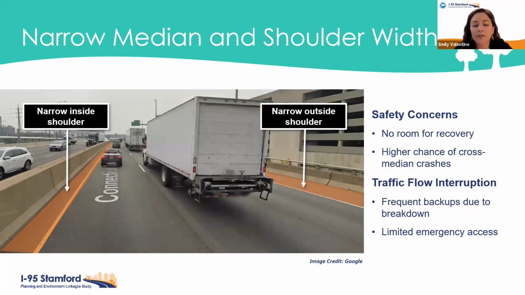In our case, however, there is not enough room for those vehicles to recover and pull off the main line to break down. So broken down vehicles must stop in the main line and create congestion. They block a lane, and it is a safety issue as well if a vehicle is stopped on the main line.